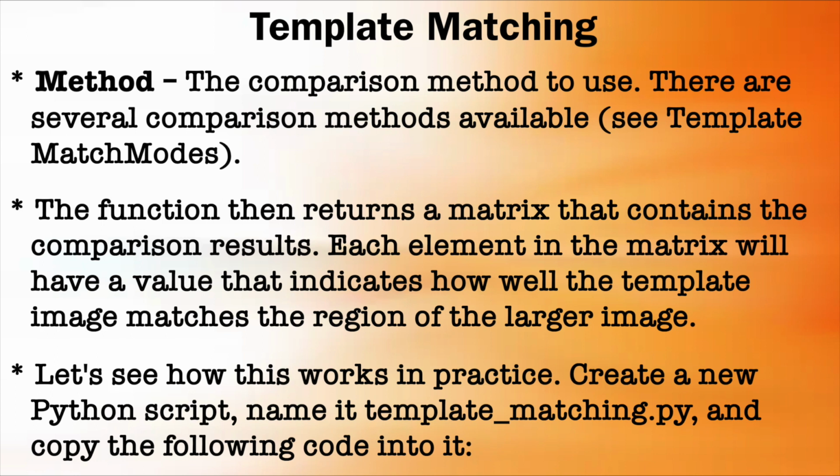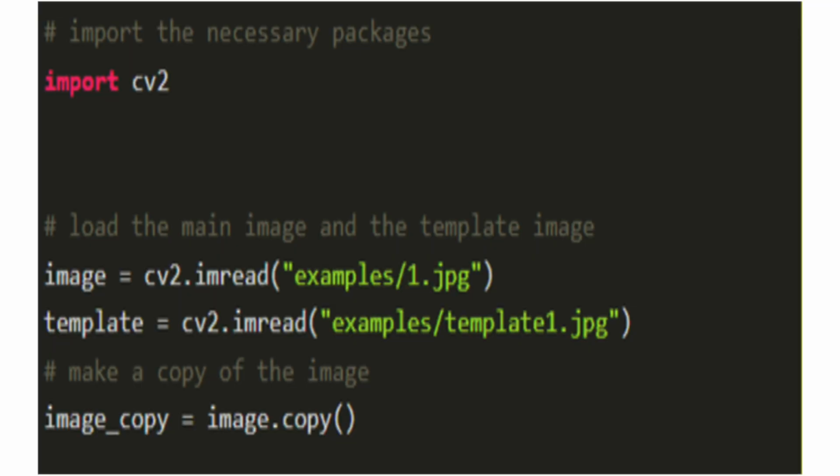Create a new Python script named template_matching.py. That is my file name. You can consider any other name for this, and copy the following code into it. This is the code where we import cv2, because we are going to use OpenCV for template matching. Then we load the original input image with cv2 imread in JPG format. The second one is your template, again in JPG format.